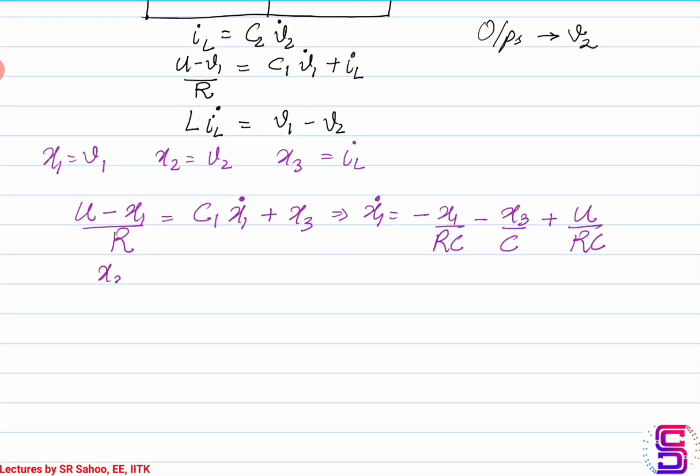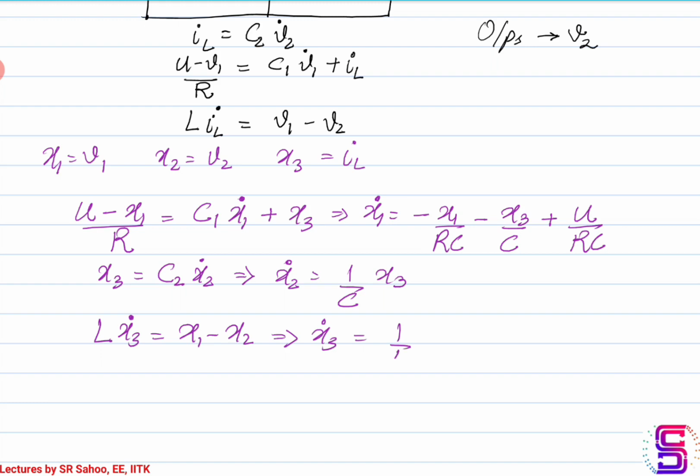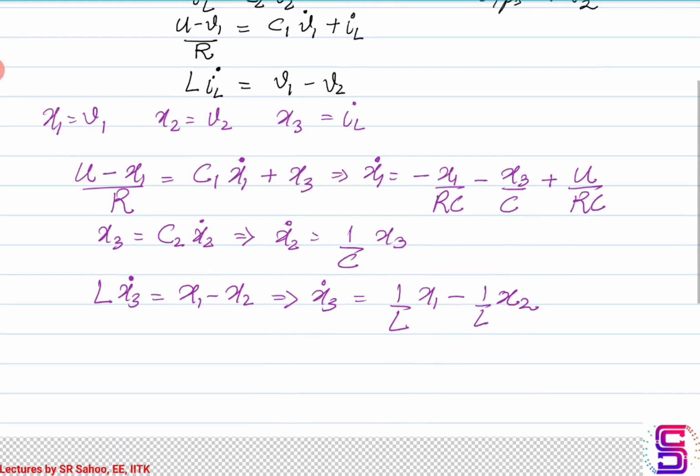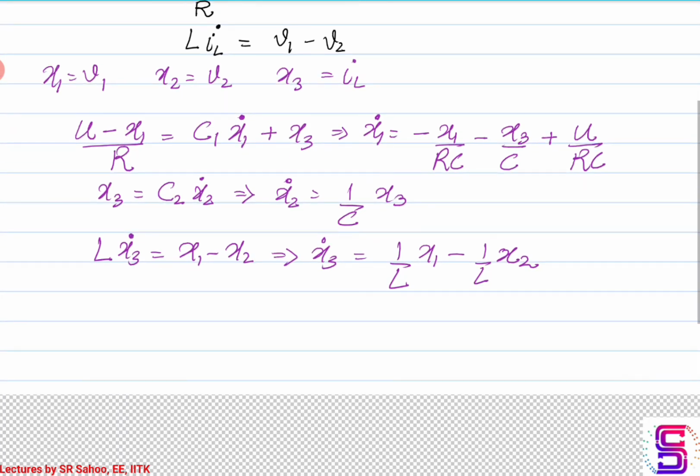Next, you have x3 to be equal to C2 x2 dot, which means that x2 dot is 1 by C x3. This is the second differential equation. Lastly, you have L x3 dot to be equal to x1 minus x2, which implies that x3 dot is 1 by L x1 minus 1 by L x2. This is the third differential equation.